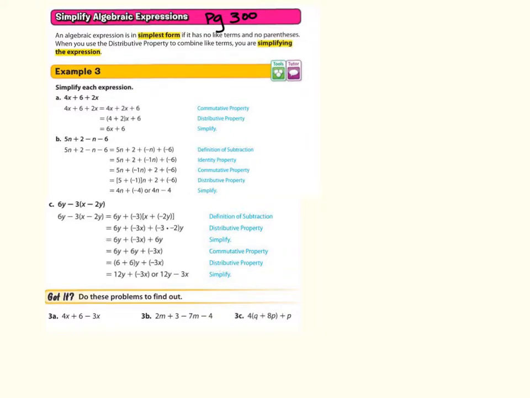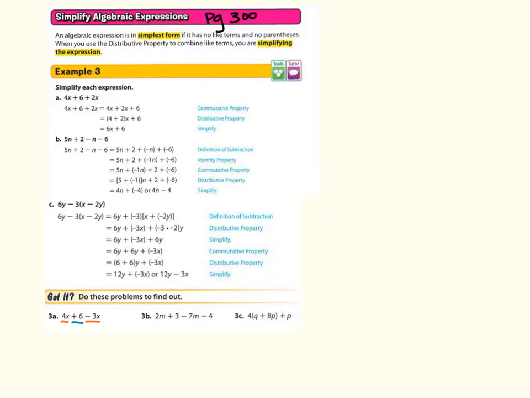So in example 3, this is where you actually start combining the like terms. Please go through and read all the examples on your own. But I'm going to get started with the got it questions at the bottom on page 300. So we've got 4x plus 6 minus 3x. So notice that we have two terms with an x in it, and the only term that was left is a constant because it doesn't have a variable.